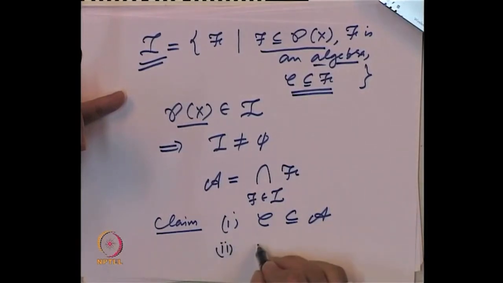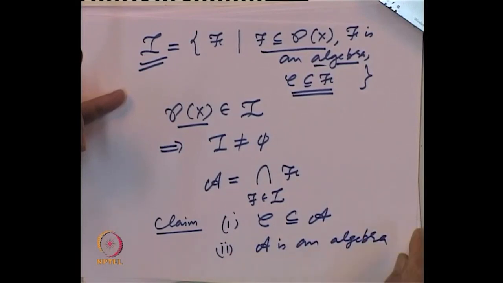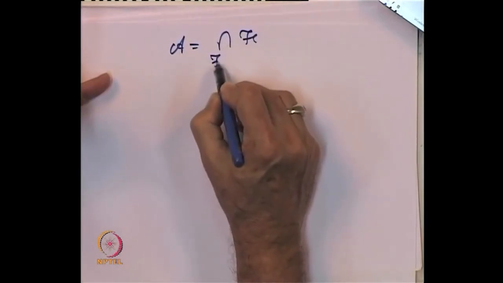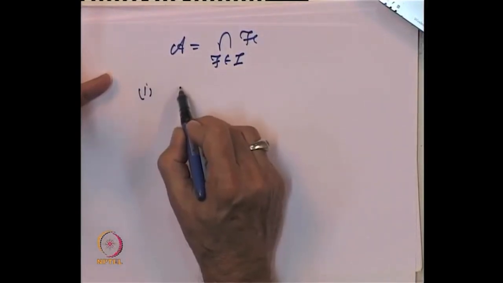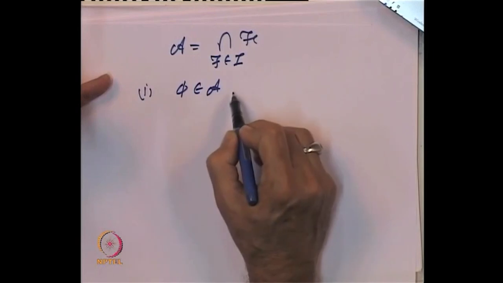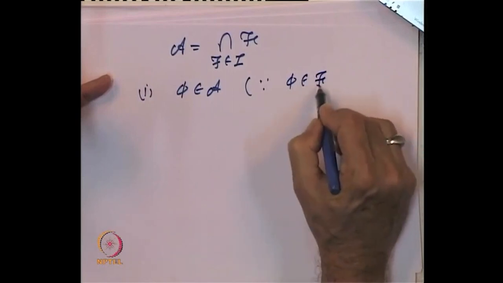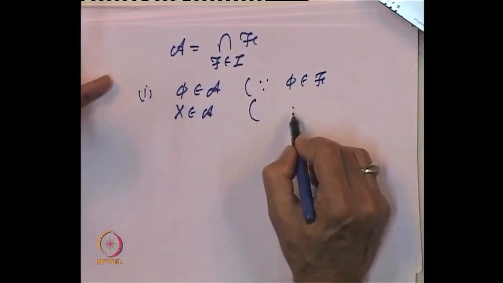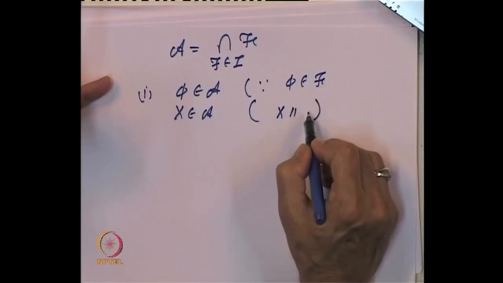Secondly, we claim that A is an algebra. To prove that A is an algebra, let us observe what we have to do. What is A? A is the intersection of all algebras F which are inside I. First we want to show empty set belongs to A. Why? Because we know empty set belongs to each F, because each F is an algebra. Similarly, X belongs to A because of the same reason, because X belongs to F and F is an algebra.